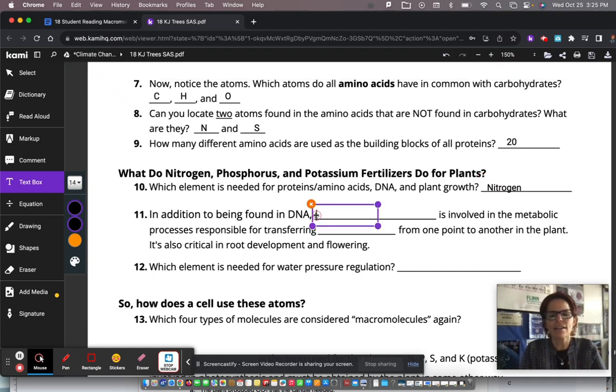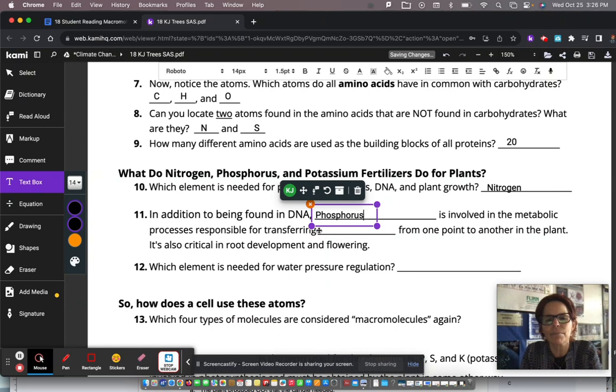So let's get that one written in. So right here, phosphorus is involved in the metabolic processes responsible for transferring energy from one point to another in the plant. It's also critical in root development and flowering.